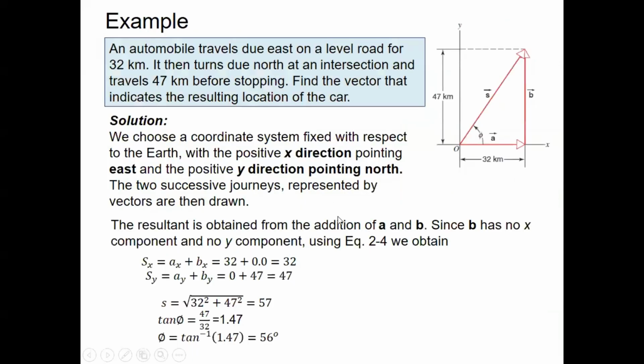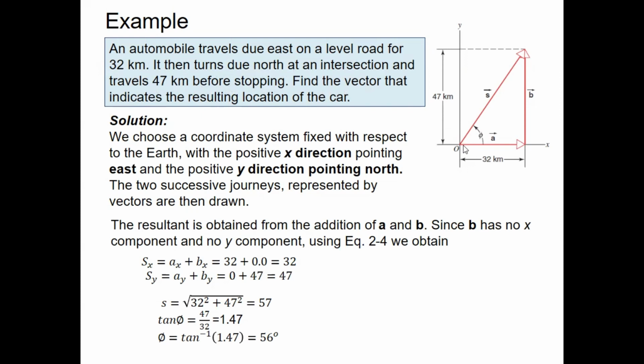So using this definition, we can do many examples, but one simple example is that of an automobile which is traveling due east on a level road for 32 kilometers. Then it turns due north at an intersection and travels 47 kilometers before stopping. The question is to find the vector indicating the resultant location of the car.